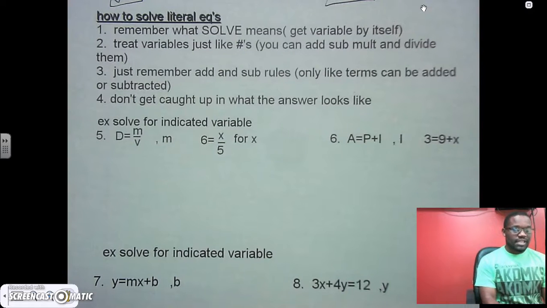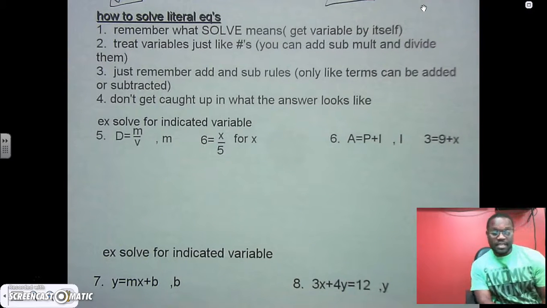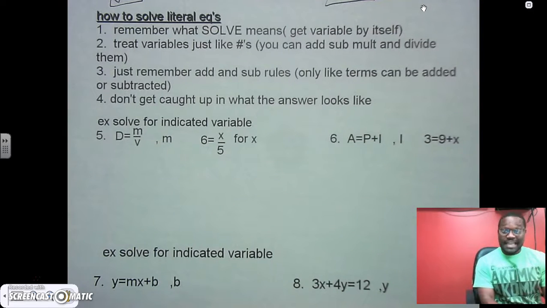Treat variables just like numbers, meaning you can add, subtract, or multiply or divide them. That means if I need to divide away a P or multiply a Q, I can. If I need to subtract, I can as well. Remember your addition and subtraction rules. Remember, only like terms can be added or subtracted. And you can't prejudge what the answer is going to look like.